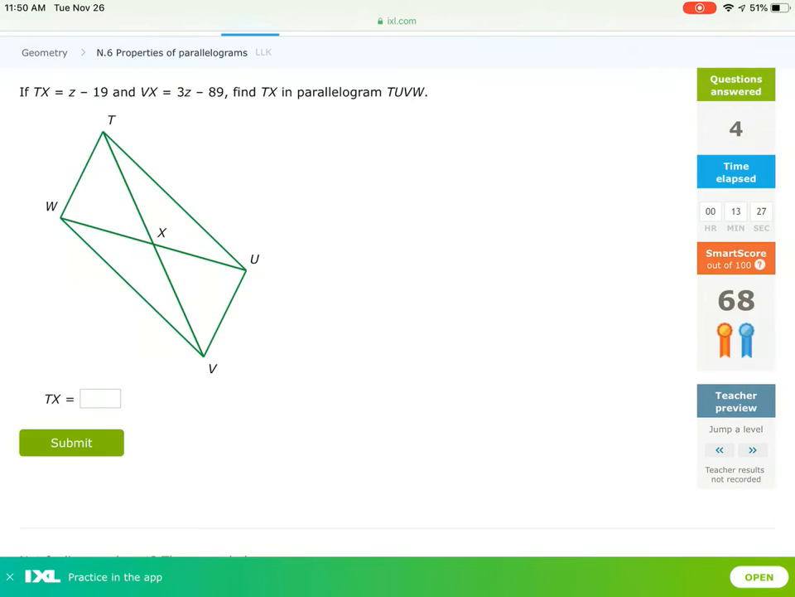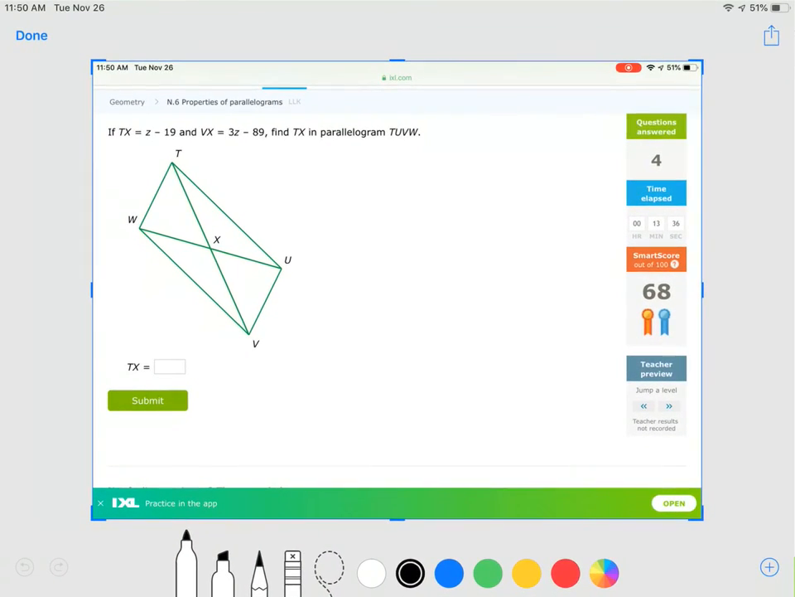Okay, so this is also a good one. We should do this one. This is another property of parallelograms that we haven't discussed yet, and that is that the diagonals bisect each other. So the length of this half is the same as this half, and the length of this half is the same as this half.